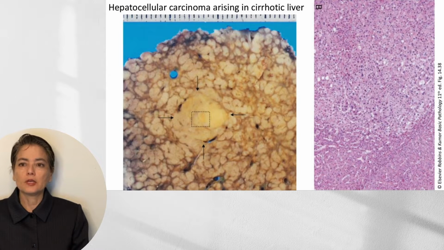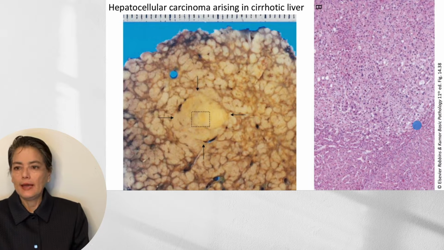And let's just take a look at a hepatocellular carcinoma arising in a cirrhotic liver. You can see here the nodules separated by fibrous bands. That is sort of characteristic of cirrhosis. But then we see this larger nodule here. And it has a variation in its appearance, a more yellowish appearance here. And what we can see on biopsy is that this nodule is in fact a well-differentiated hepatocellular carcinoma.